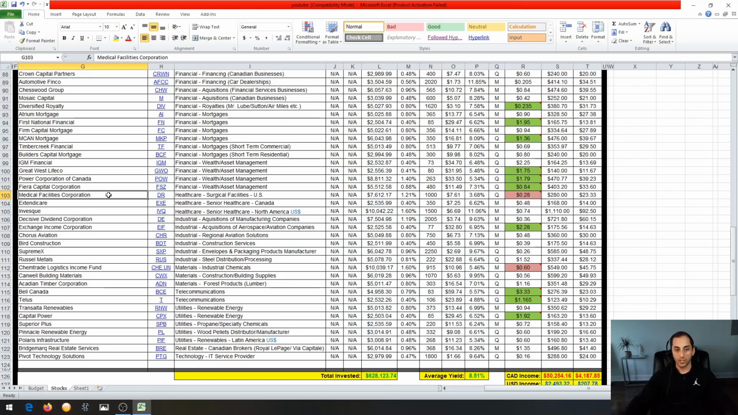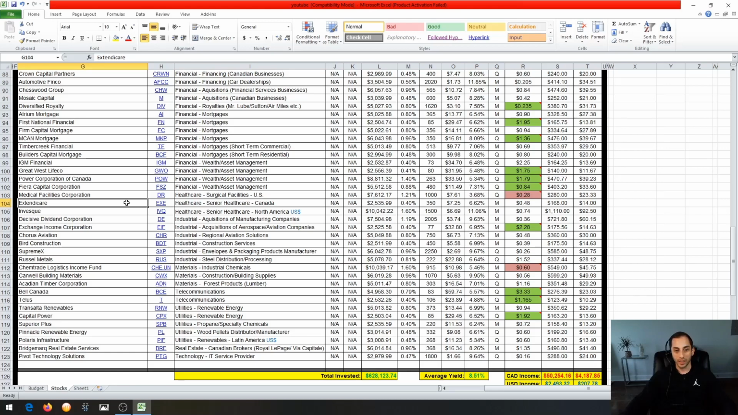All right, so the next section is my healthcare companies. I just have three here. Medical facilities, they own surgical facilities in the US. I'm pretty disappointed in this one because the dividend was really good, but they cut it, and the cut was really brutal, 75%. So I'm only making 3.68% on this one.